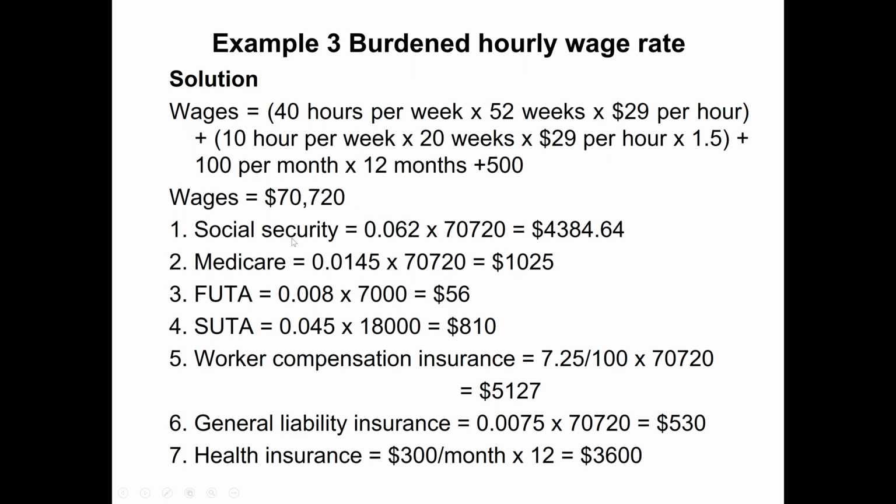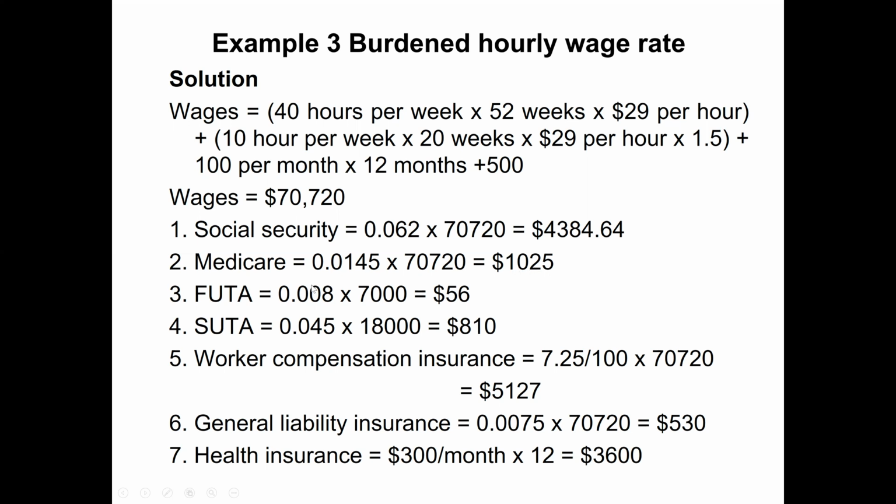Now the company pays social security tax. It was 6.2% on the first $106,800 of wages. But this person's wages are less than $106,800, so the company will pay social security on his actual wages. 6.2% means 0.062 multiplied by 70,720, so social security is $4,384.64. Medicare is 1.45% on all wages, so 0.0145 multiplied by the wages. The company pays $1,025 for Medicare.